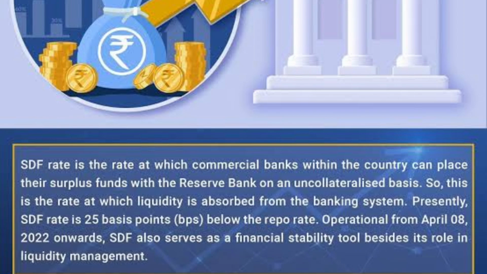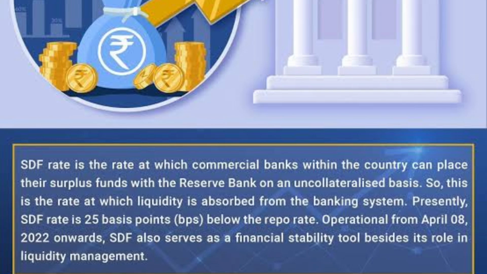What is a standing deposit facility? It is a new money supply facility, that is, a liquidity adjustment facility. Under this facility, RBI receives deposits from banks without any collateral. Its rate is fixed at 25 basis points less than the repo rate. That is, if the repo rate is 6.25%, then the standing deposit facility rate is 6.0%. Its aim is to absorb the excess money supply from the market.